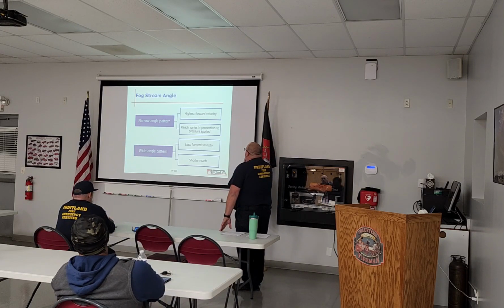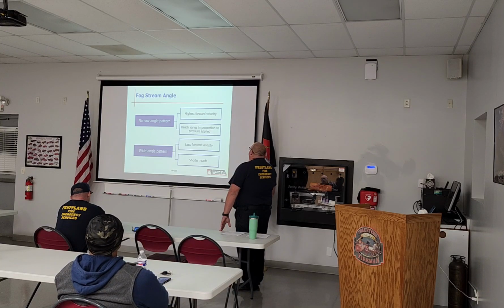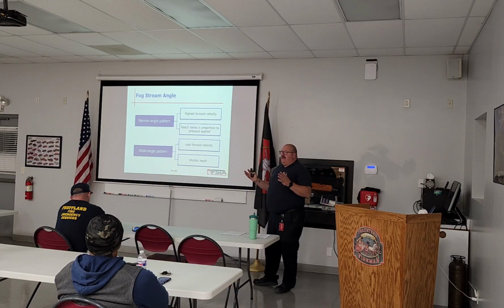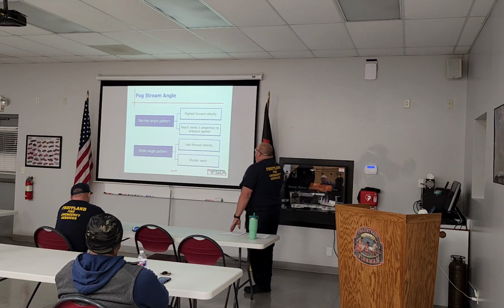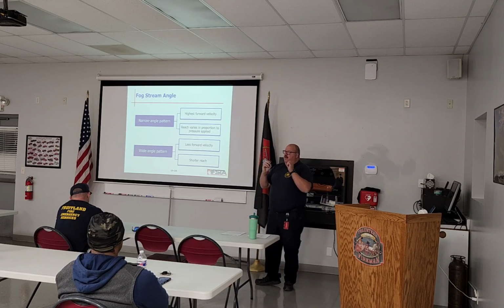A narrow angle pattern is your highest forward velocity. Reach varies in proportion to pressure applied. So if you wanted that narrow angle to reach, you gotta increase the pressure, which is going to make it harder to hold that hose line. Wide angle patterns have less forward velocity and shorter reach. You gotta remember it's going to be wide, so it's not going to go that far because it's going to be real tiny droplets.